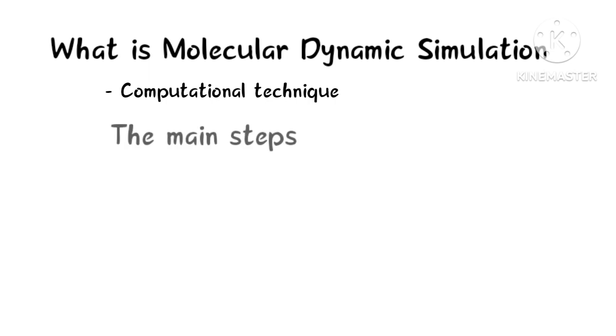The main steps involved in typical molecular dynamics simulations are: First, choose a system to study. This involves selecting the type of molecule to be studied and setting up the initial conditions, such as the starting positions, velocities, and energy of the particles.